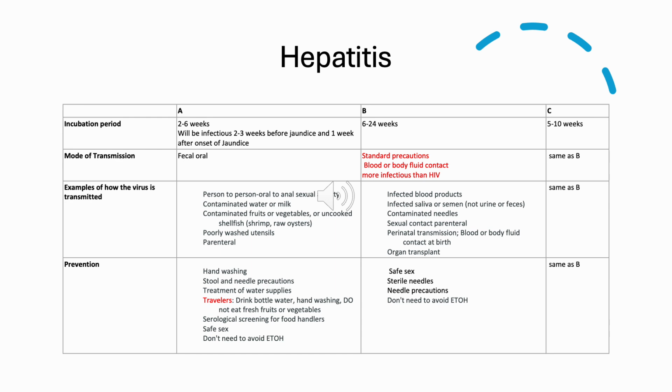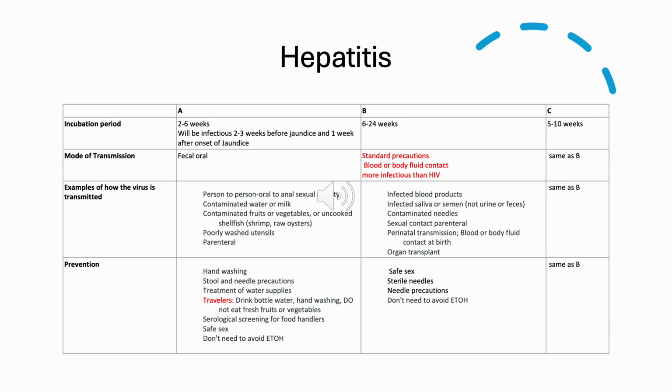So the incubation period is different for each one. For Hep A, it's 2 to 6 weeks. For Hep B, it's the longest. It's 6 to 24 weeks. So by the time somebody gets it, they may not even remember who they got it from, just saying. And then 5 to 10 weeks for Hep C.